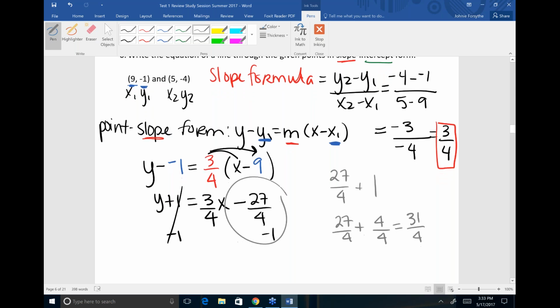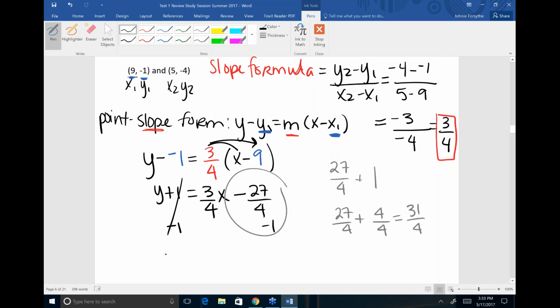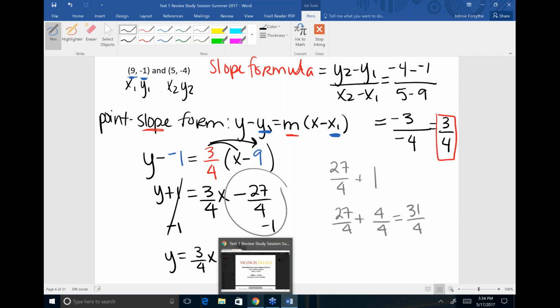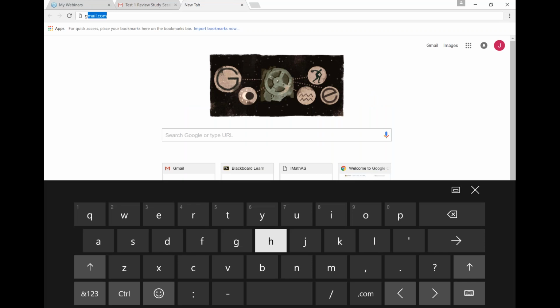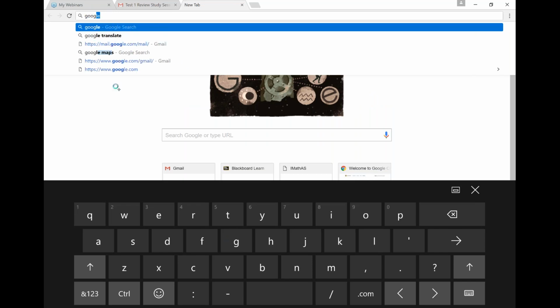So now I can finish up my equation. That's y equals 3 over 4x, and remember, that's negative 31 over 4. Or you can also put that in the calculator. You totally can do that to get your answer as well. And just to make sure you know how to do that, I'm going to actually find an online calculator. I believe there's one I can use for you right now.